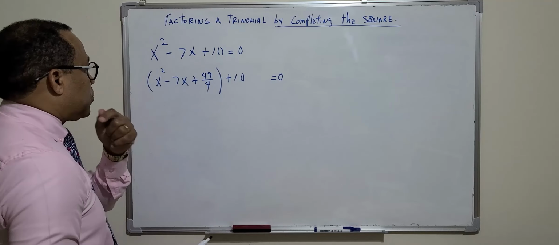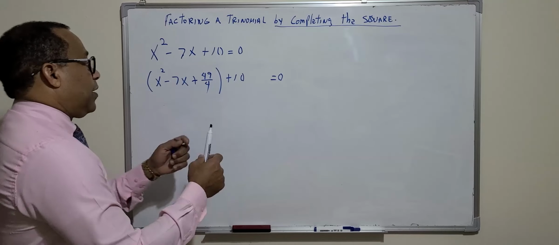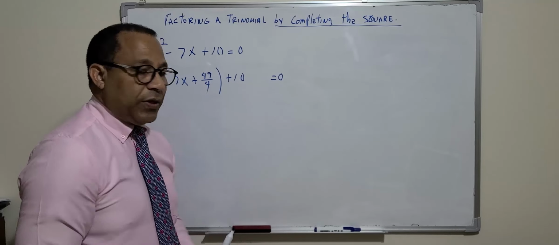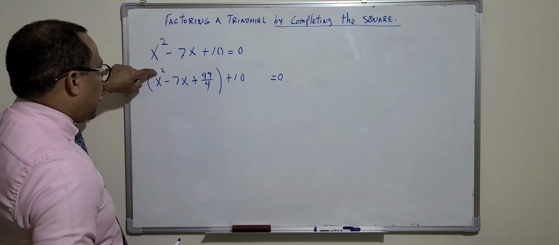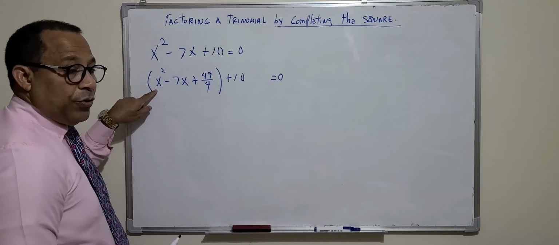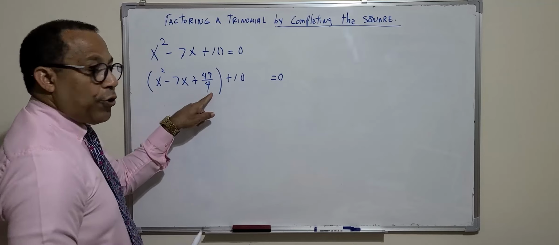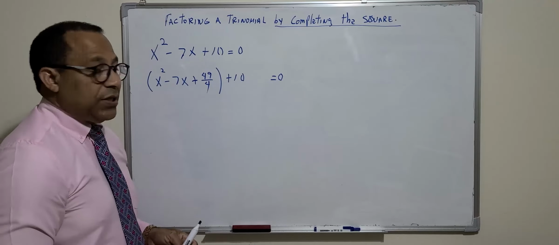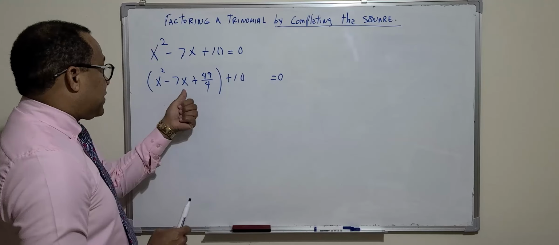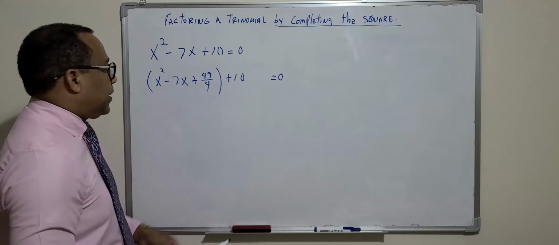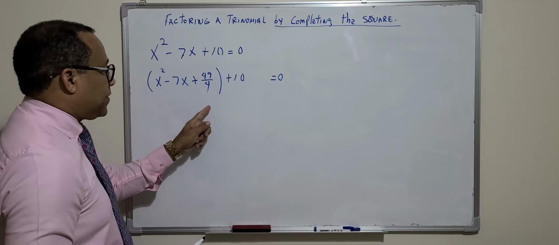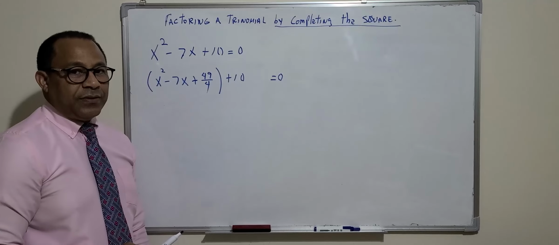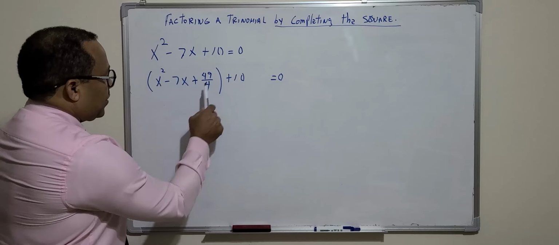So this is a perfect square trinomial, and we know that the conditions for a trinomial to be a perfect one are the following. The first term must have a square root. It does have a square root, which is x. The third term also must have a square root. It does have a square root, which is 7/2, from 49/4. And the second term is 2 times the square root of the first times the square root of the third. If you do the math, you will get the second term, 7, for sure. So this is a perfect square trinomial.